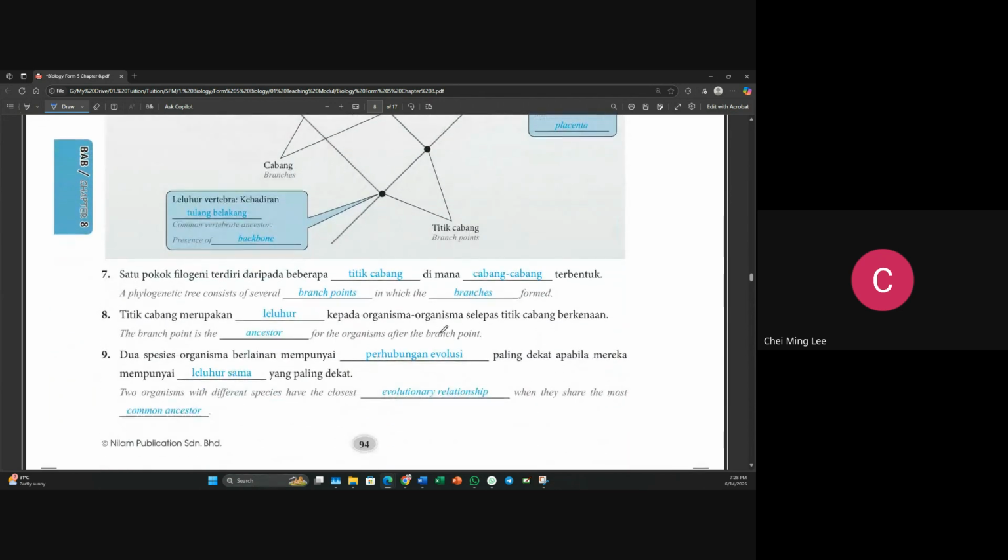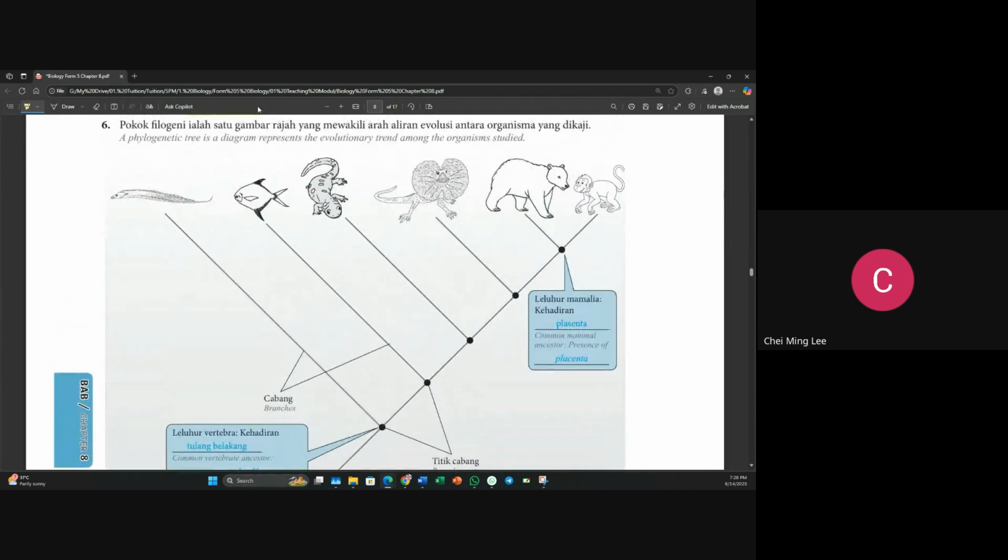So a phylogenetic tree consists of several branch points, in which the branches are formed. This branch point is the ancestor for the organisms after the branch point. It means that this one might be the ancestor for these two, and this one might be the ancestor of this one. Maybe. Don't worry, it doesn't necessarily have to be like that. This is just a theory.